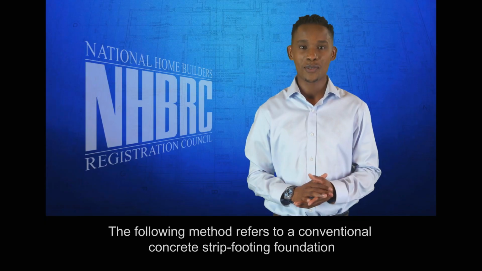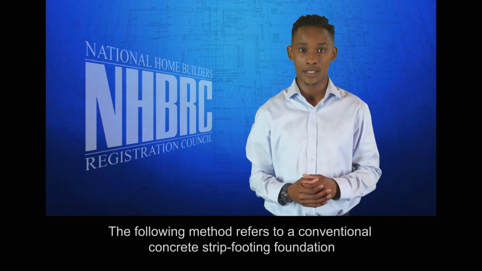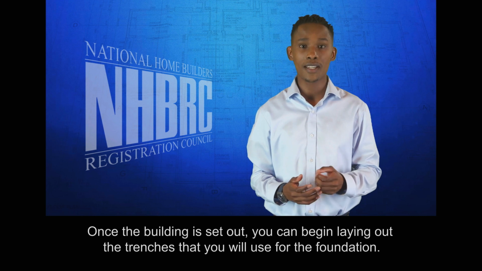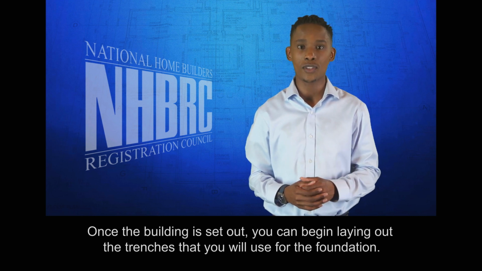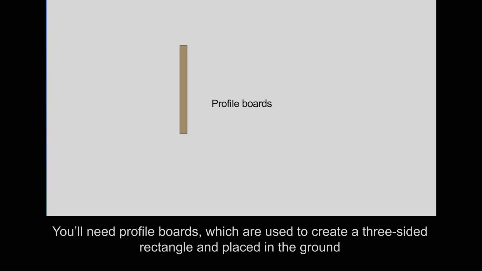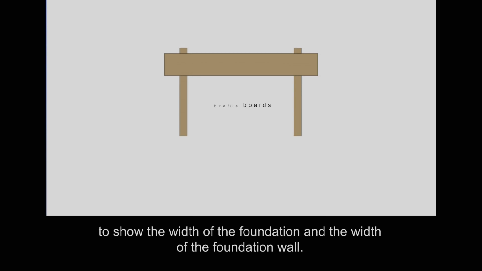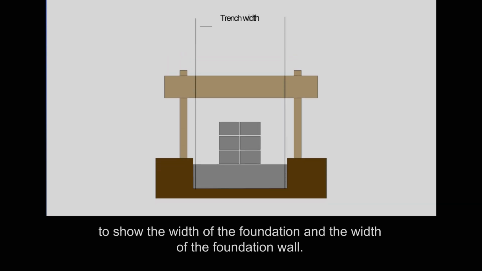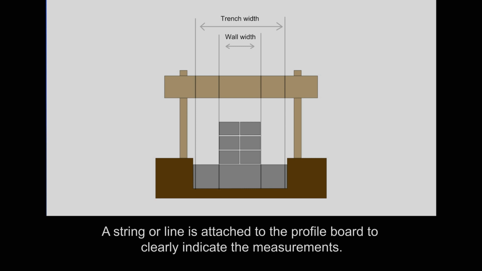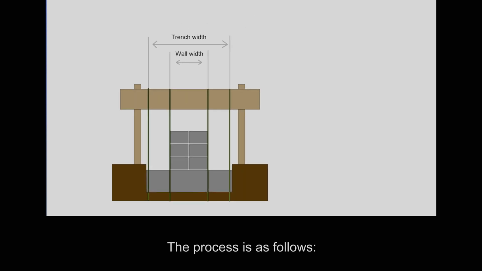The following method refers to a conventional concrete strip footing foundation. Once the building is set out, you can begin laying out the trenches that you will use for the foundation. You'll need profile boards, which are used to create a 3-sided rectangle and placed in the ground to show the width of the foundation and the width of the foundation wall. A string or line is attached to the profile board to clearly indicate the measurements. The process is as follows.